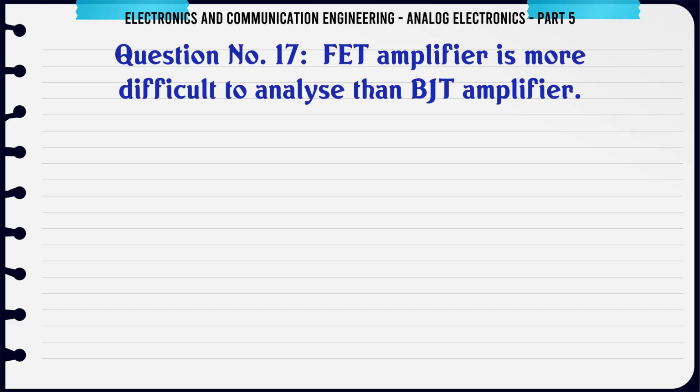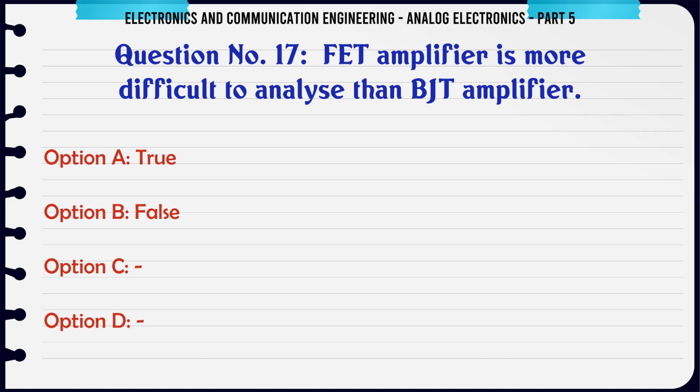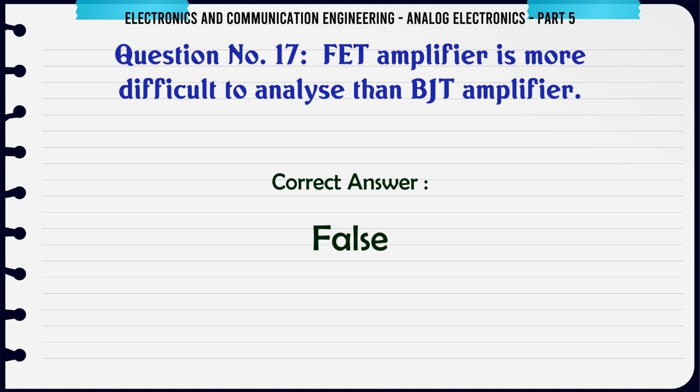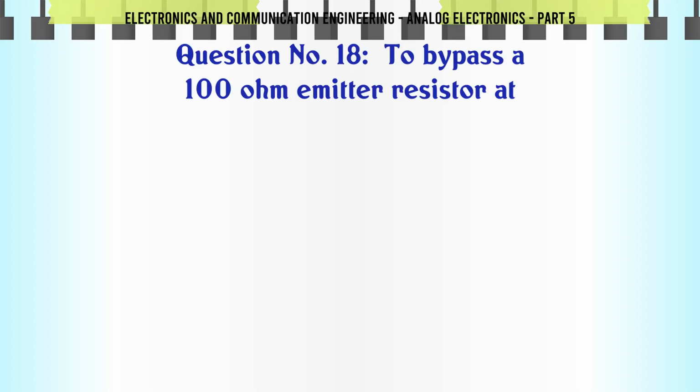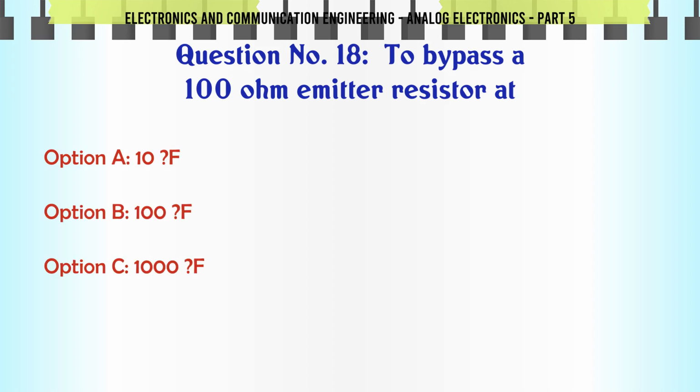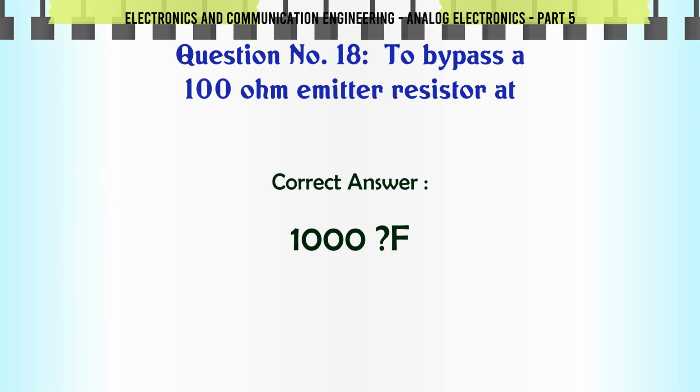An FET amplifier is more difficult to analyze than a BJT amplifier. A) True, B) False. The correct answer is false. To bypass a 100 ohm emitter resistor, use a capacitor of A) 10 µF, B) 100 µF, C) 1000 µF, D) 1 µF. The correct answer is 1000 µF.